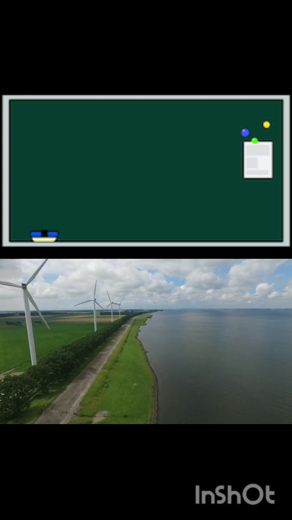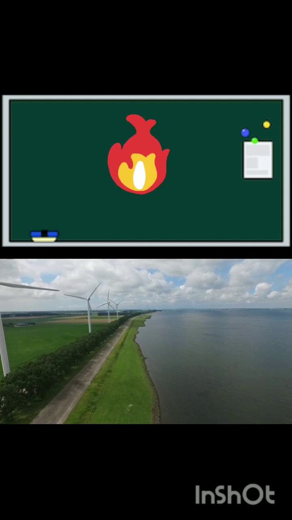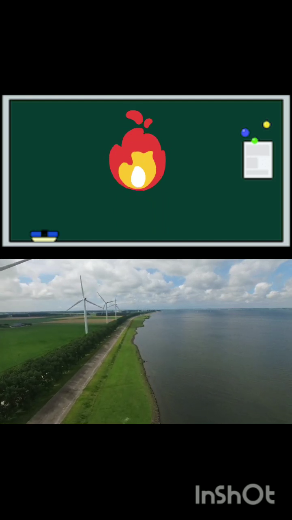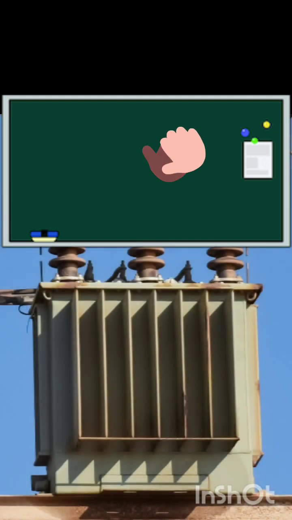As the transformer operates, heat is generated due to the resistance of the windings and core to the flow of electrical current. The oil absorbs this heat and carries it away from the transformer, effectively cooling it down. The oil flows through a series of cooling fins or radiators attached to the transformer tank. These radiators are designed to dissipate heat from the oil into the surrounding air.